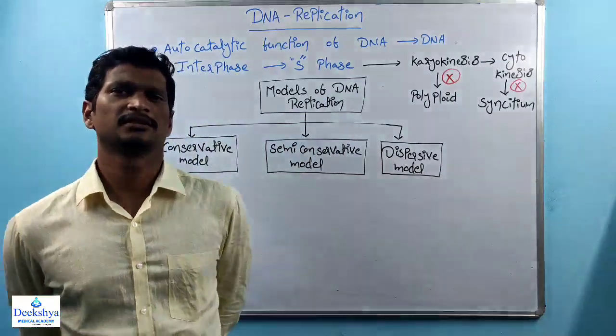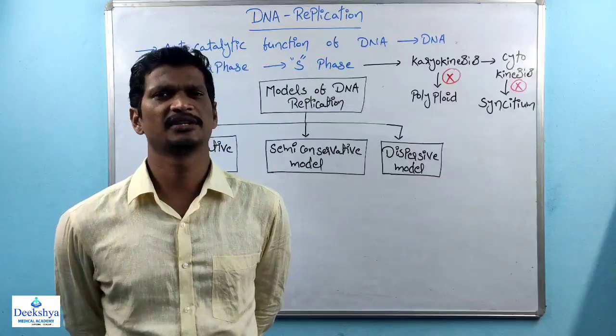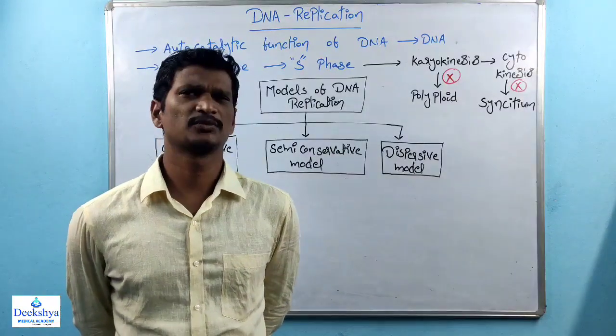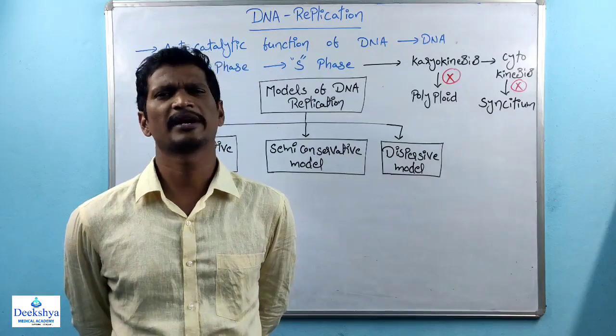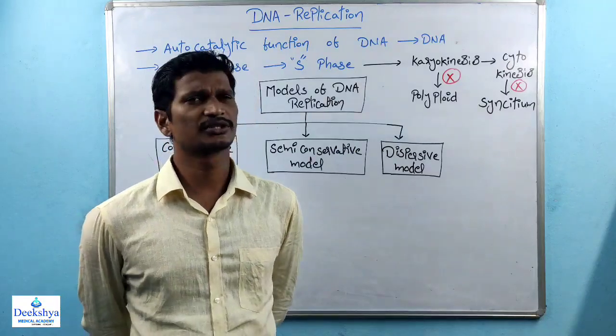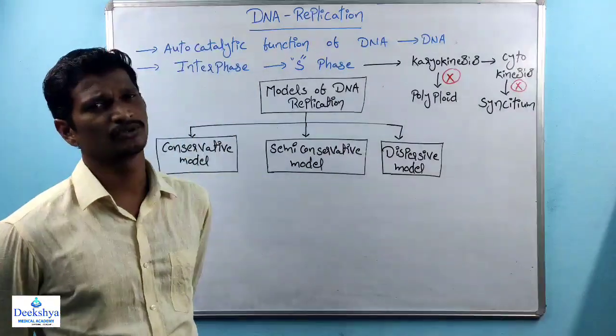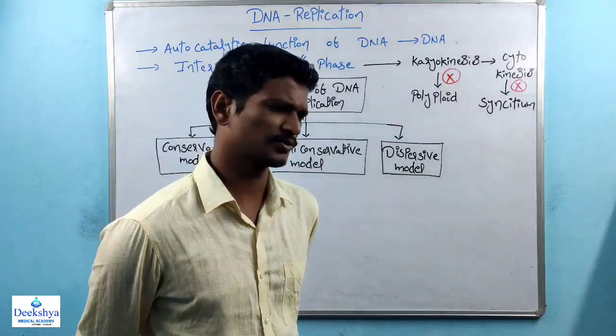Hi students, in the last class we discussed some of the topics. DNA is the genetic material, right? And we discussed two experiments. One is the transformation principle and the next one is the bacteriophage experiment, the Hershey and Chase experiment, right? And in this class, we are discussing how DNA replication takes place.